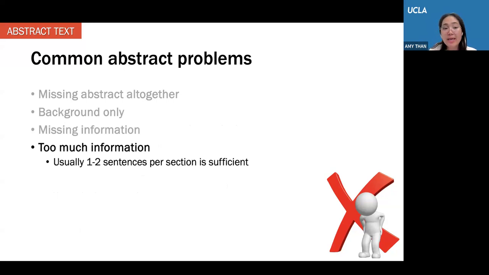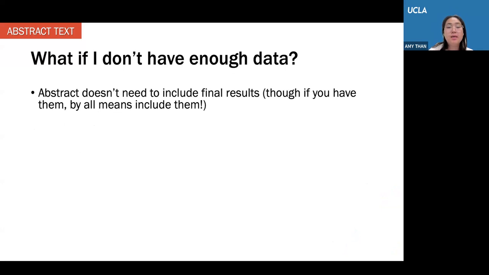Also, some students may include too much information. Just remember that 1 to 2 sentences per section is sufficient. And when I say section, I mean the main components of an abstract. So what if you don't have enough data?